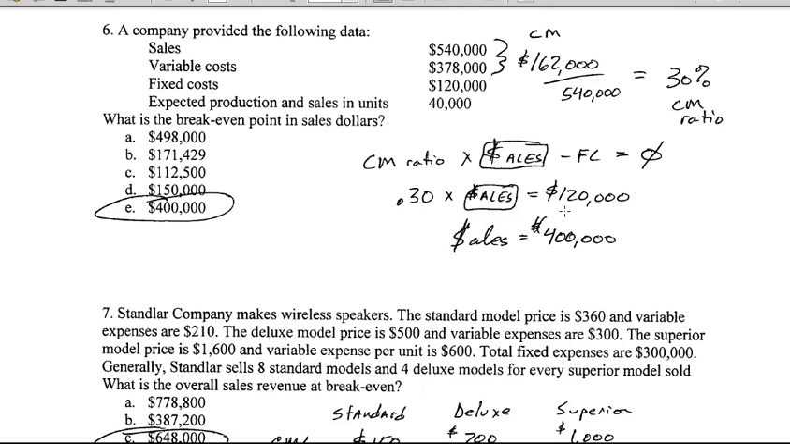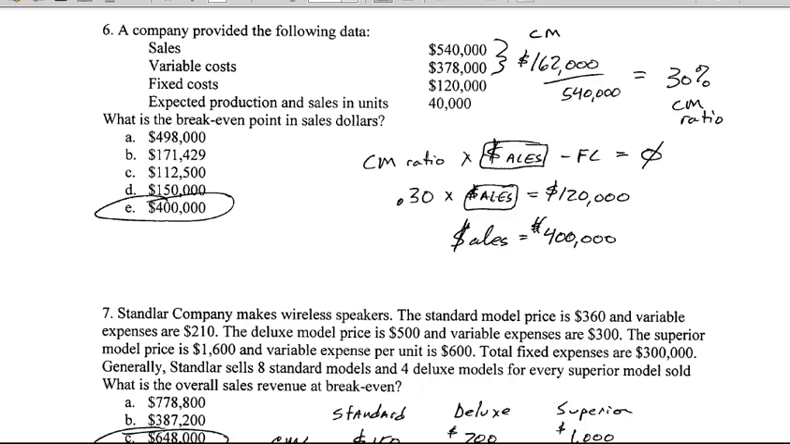To find break-even, basically your formula is to take the fixed cost and divide it by the contribution margin ratio. To calculate contribution margin ratio, it's contribution margin divided by sales. Contribution margin is sales minus variable cost. So that gives you a contribution margin of 162,000 divided by 540,000. So that gives you a 30% contribution margin ratio. We know the ratio is a percentage of sales.